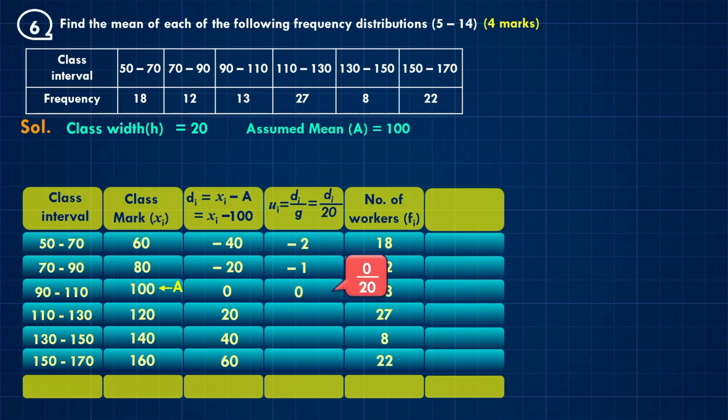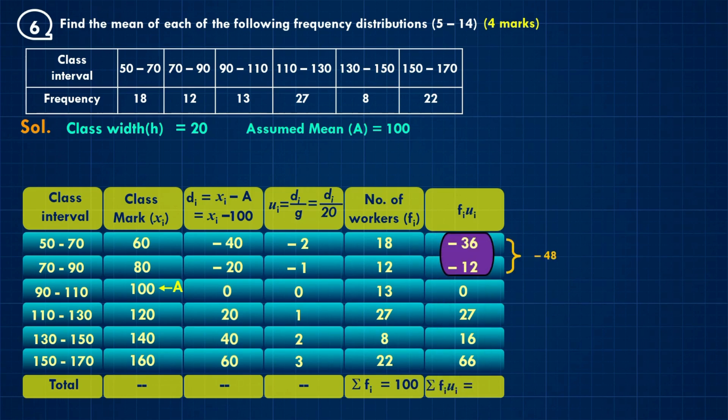Or you can apply ui equal to xi minus a by h. That formula will also work. So let's fill in all the ui values. Now fi ui will be, we have to multiply, and we will get the values. Now finally we need to find the summation of fi and the summation of fi ui. First we will add the negative part, then the positive one. So we got 60 on.